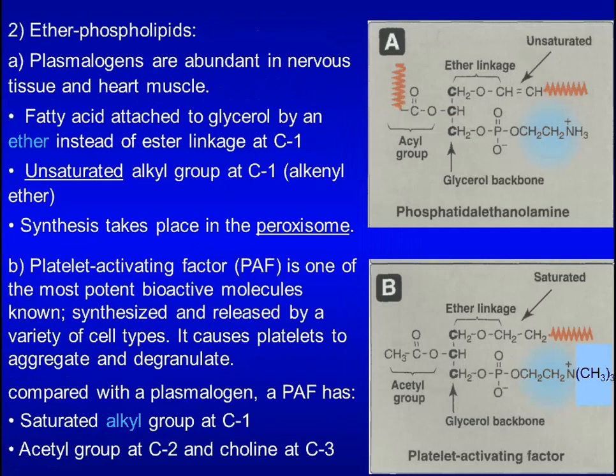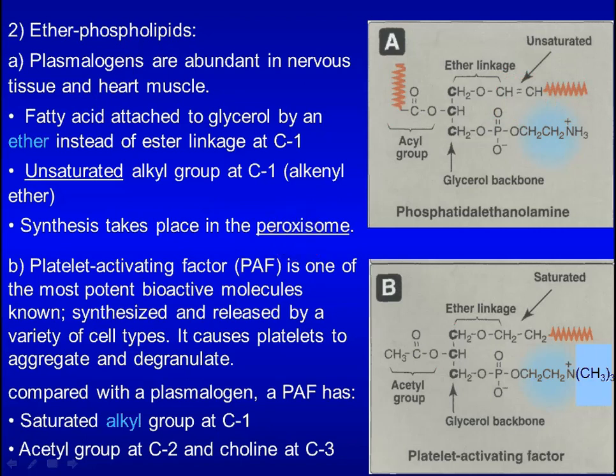Here are 2 ether phospholipids. First one is plasmalogen. Plasmalogens are abundant in nerve tissue and heart muscle. A fatty acid is attached to glycerol by an ether instead of ester linkage at the C1 position. Synthesis of plasmalogen takes place in the peroxisome.